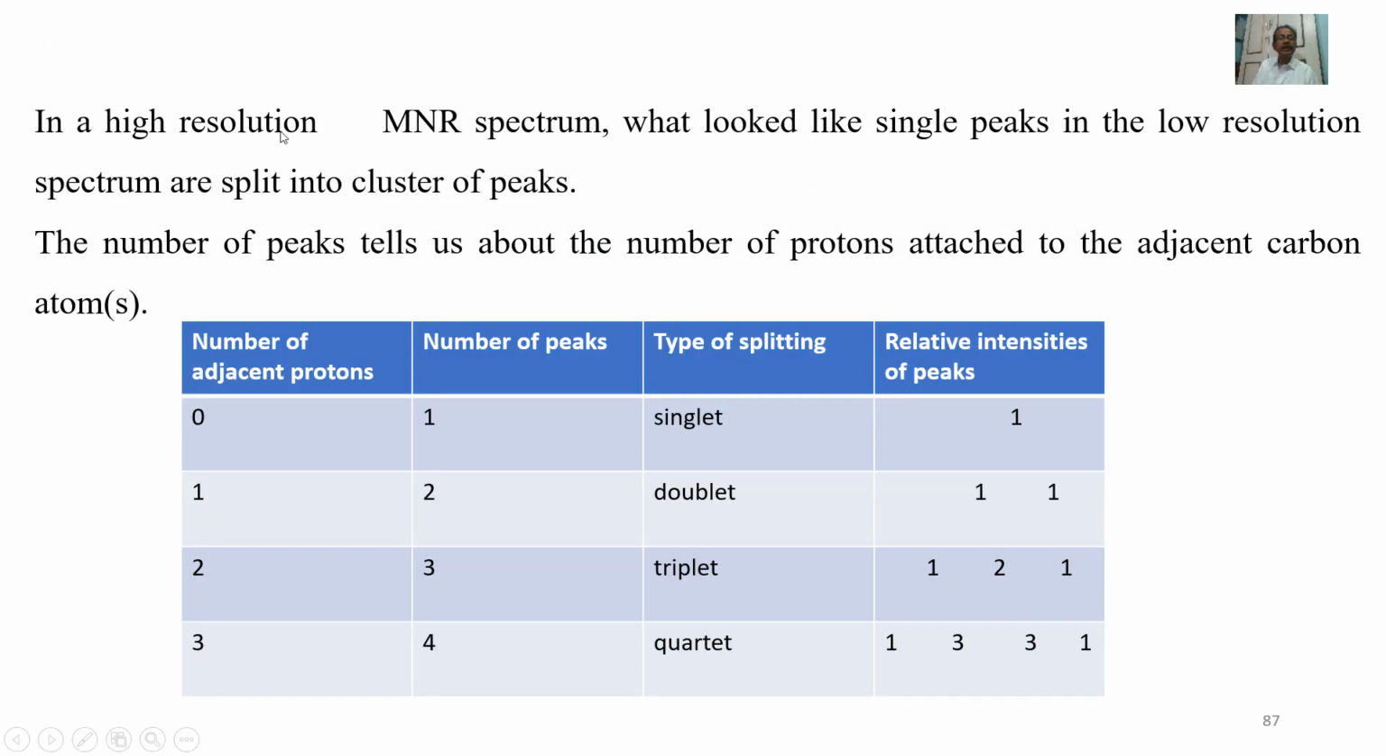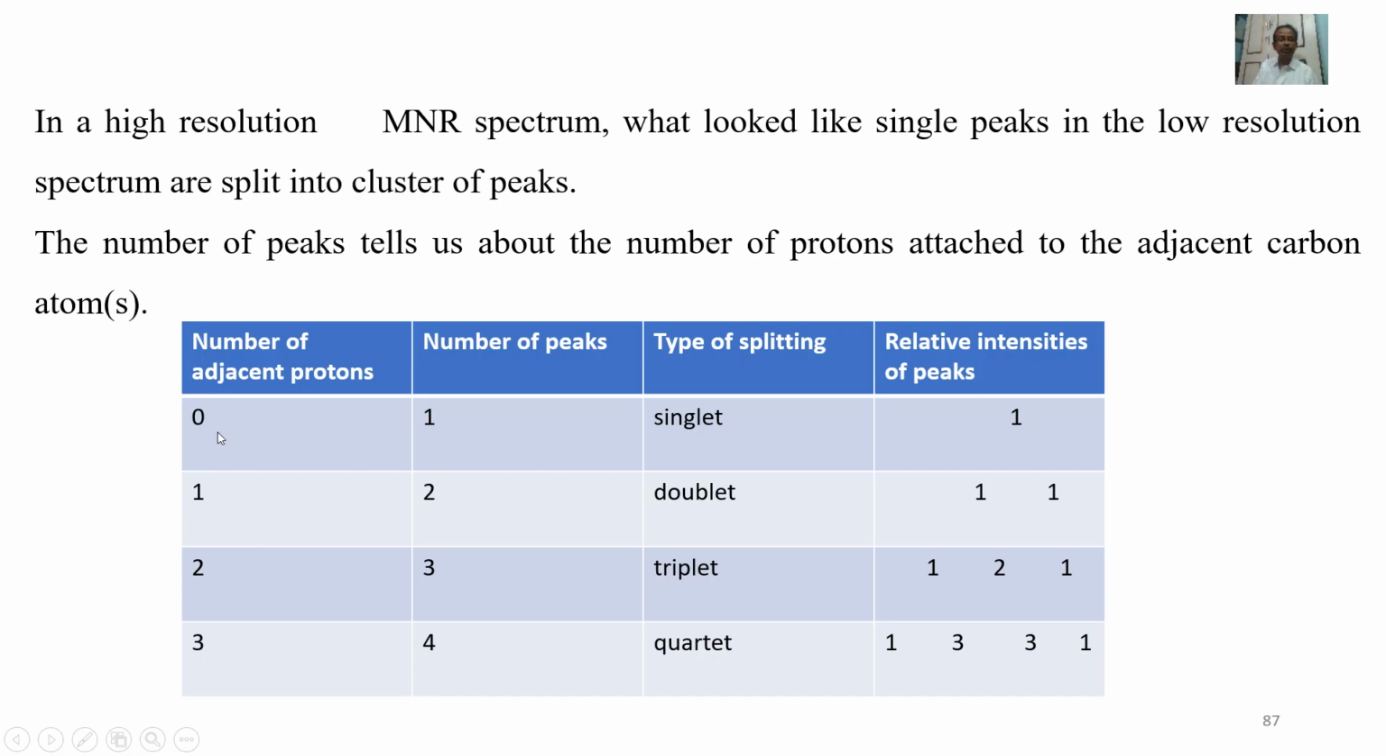In a high resolution NMR spectrum, what looked like single peaks in the low resolution spectrum are split into clusters of peaks. The number of peaks tells us about the number of protons attached to the adjacent carbon atoms. For example, you have the number of adjacent protons in the first column, number of peaks in the second column, type of splitting in the third column, and relative intensities of peaks in the last column.